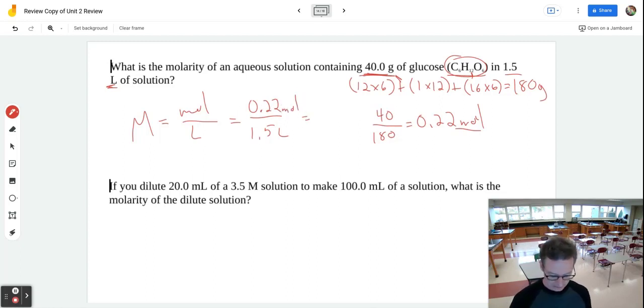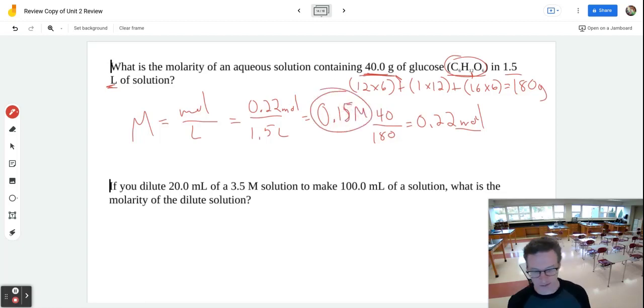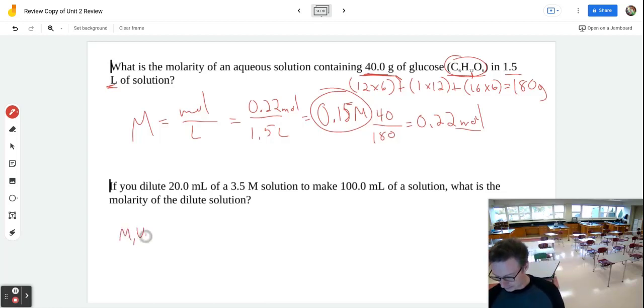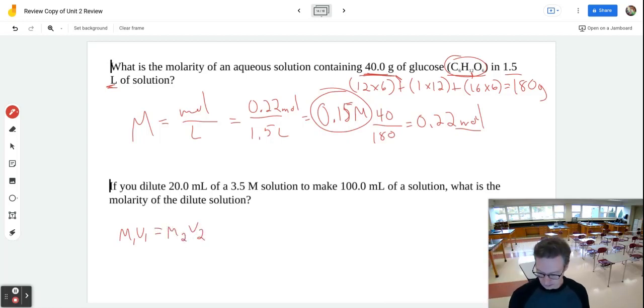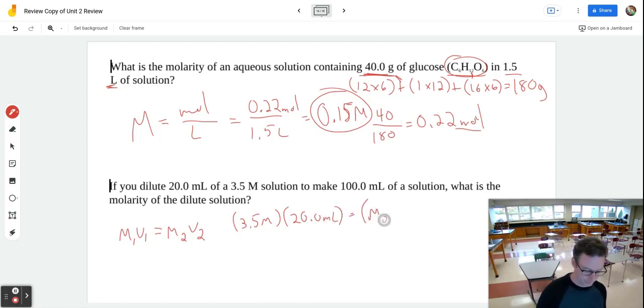2 moles. And that equals 0.15 molar. There's the molarity of that solution. Here's a dilution problem. Dilution is starting molarity times starting volume equals final molarity times final volume. So if I start with a 3.5 molar solution, 20 milliliters of it, and I dilute that to 100 milliliters, the question is, what's the final molarity?